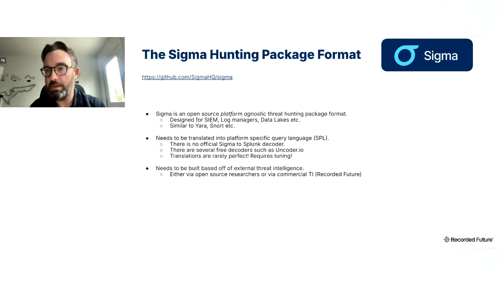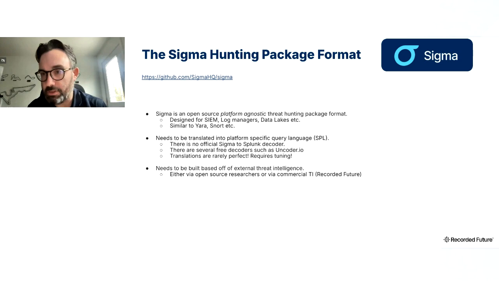Uncoder.io is a pretty common one. Recorded Future for our Sigma rules uses a somewhat adjusted version of Uncoder. Key thing to bear in mind here, translations are rarely perfect, right? It requires some level of understanding, some level of tuning, and some level of adjusting to your internal environment.